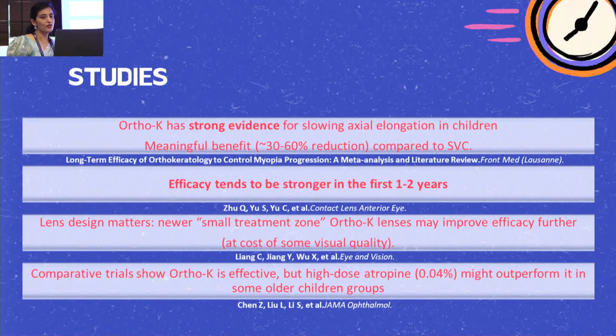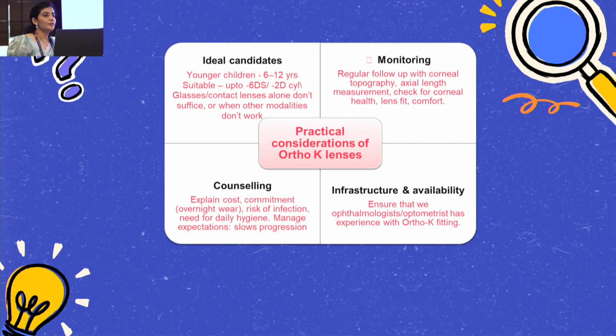Efficacy again tends to be stronger in the first 2 years, and smaller treatment zones are now found to be better, and it can be combined with other therapies like atropine. The ideal candidate would be between 6 to 12 years and suitable up to -6 and -2 cylinder, and for people who don't want to wear contact lenses or glasses. Regular follow-up is very much necessary. You need corneal topography to be done serially, and definitely cost. A pair would cost right now up to 40 to 50,000. And infrastructure and availability: the optometrists and the ophthalmologists should be very experienced with Ortho-K fitting.